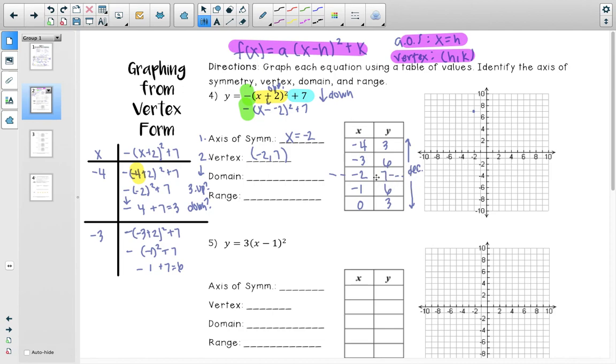From there, I'm going to plot these points. So we already have the vertex right here. I'm going to put in (-3, 6), (-4, 3), just using the points from the table, and then we have (-1, 6) and (0, 3). Notice how these are symmetric. They're equal distance from where this line would cut in half. So this is our parabola. And I'm drawing this really horribly. Let me try again.